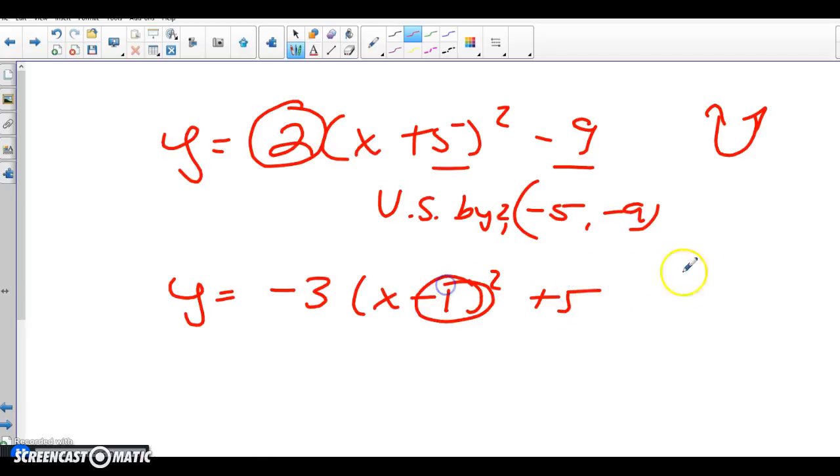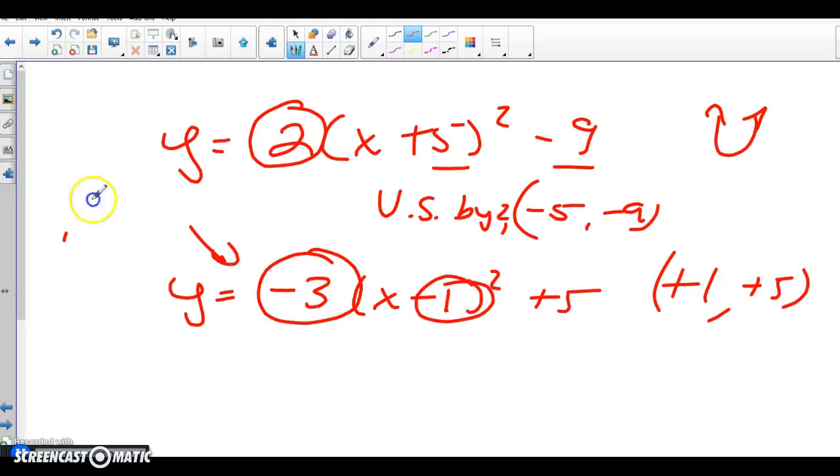Give me the vertex. Change the sign, leave the sign. Plus 1, plus 5, or just 1, 5. What's going on here? I got a negative, so it opens down. It's a big number, so it's vertically stretched. So it's vertically stretched by 3, and it's also reflected in the x-axis.